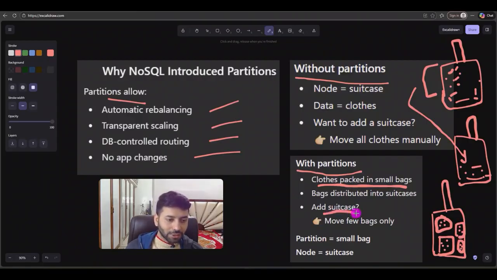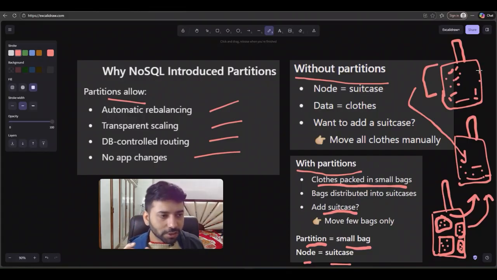And now if I add a suitcase, instead of manually moving the clothes, I'll just simply move the bags. These 2 bags I'll simply pick and put in this other suitcase. So I'll keep these 2 bags in this suitcase and these 2 in this suitcase. It makes things quite easier for you, correct? So the partition here is acting as your small bag. The node was like the suitcase in the earlier example. So the DB instance running on a different machine is acting as the node, just like the suitcase here.